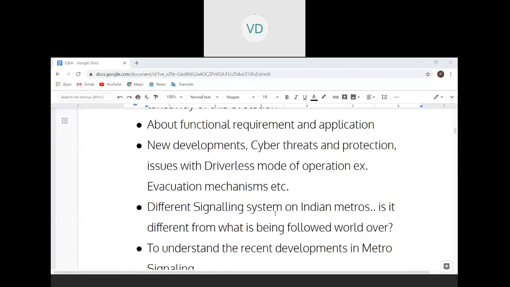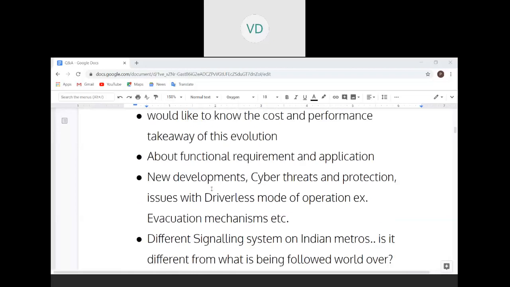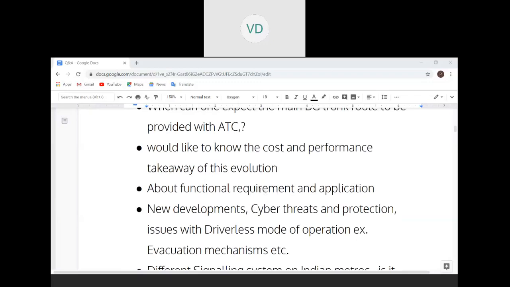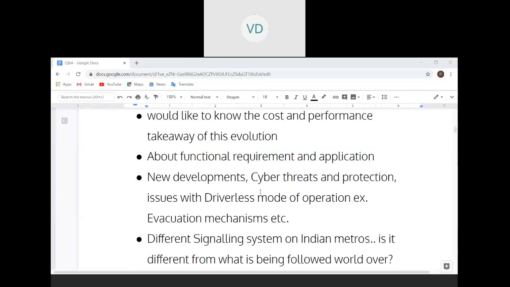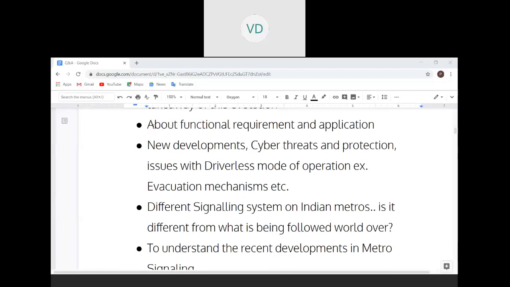Sir, a couple of comments or questions, sir. Would like to know the cost and performance of the takeaway, and functional requirement and application. Functional requirement is 1474. Basically, you would like to know from the presentation this aspect. This is at the time of registration, some of the participants have registered that. Okay. The functional requirement today, the current solution is CBTC for metros and ETCS for mainline railway. ETCS got its own specification. Functional requirements are very well defined. CBTC also, the requirements are very well defined by 1474. And as far as application is concerned, CBTC for metro, ETCS for mainline. That is the trend today.